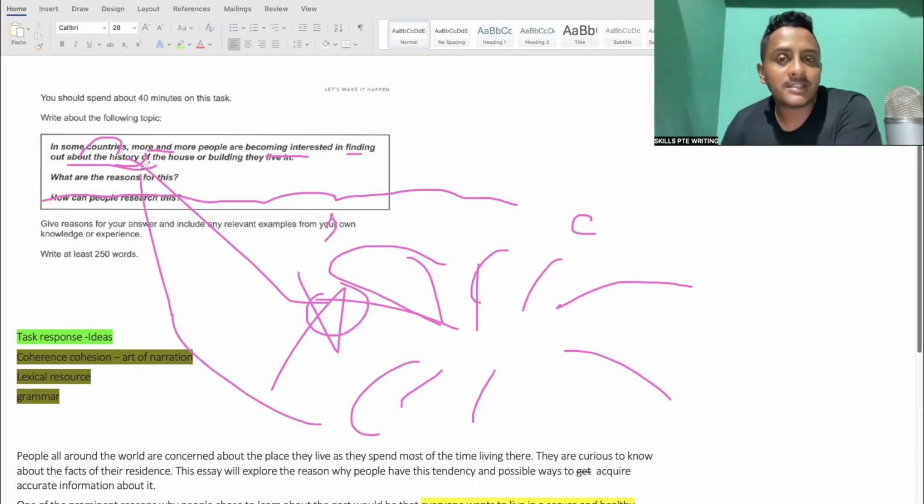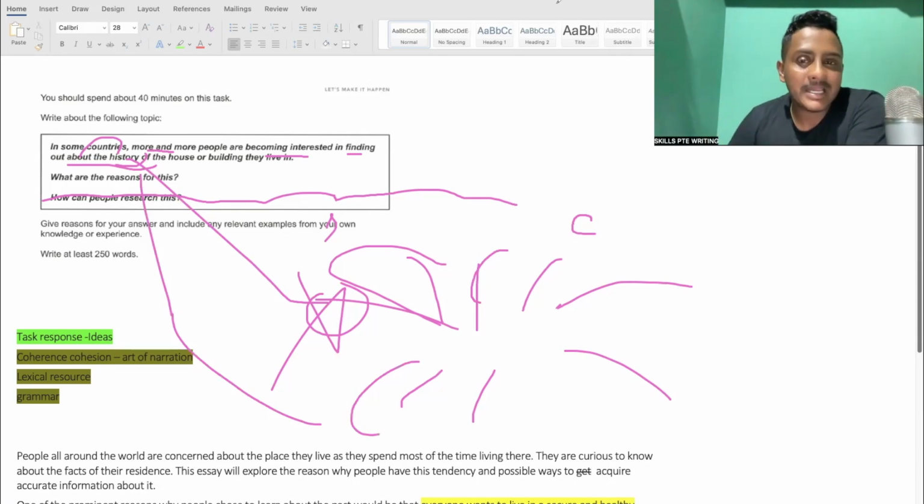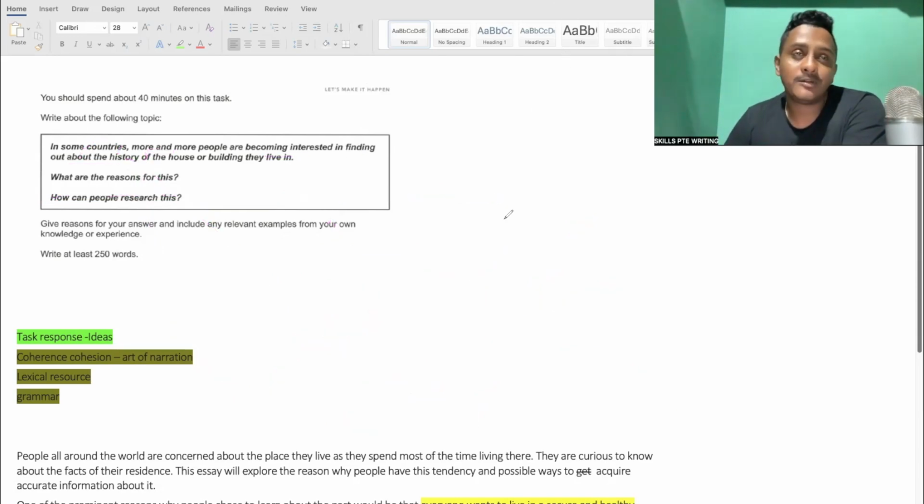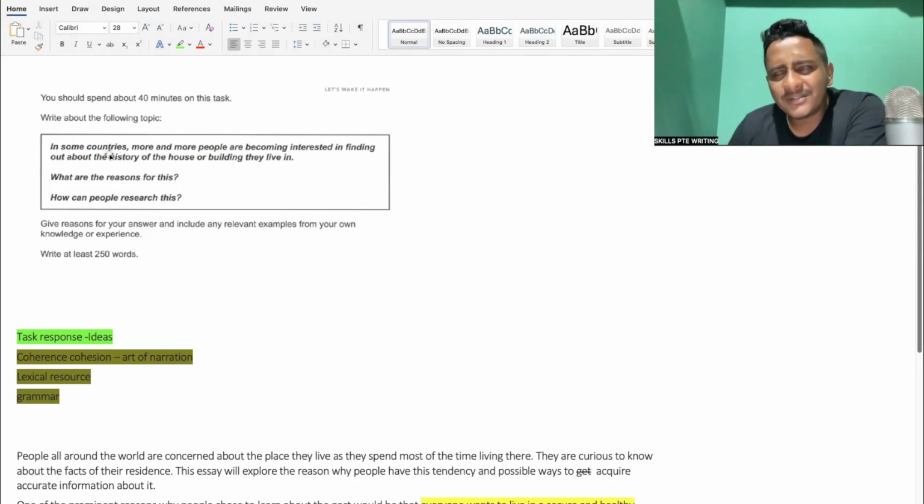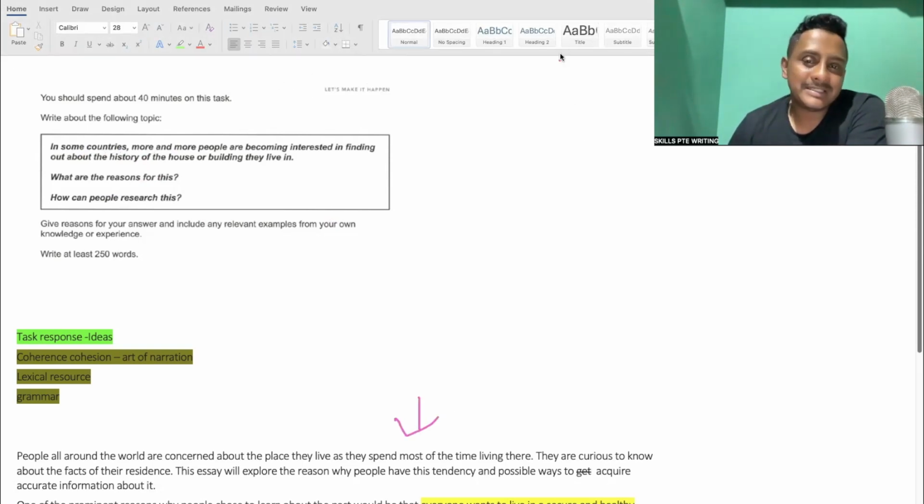Oh, now let me write. If this process happens at the back of the head, automatically people will write the correct answers. If this doesn't happen, automatically we tend to assume, hey, this idea is the correct idea. This idea is the precise idea. But the history of the house is not going with the essay that you have written.